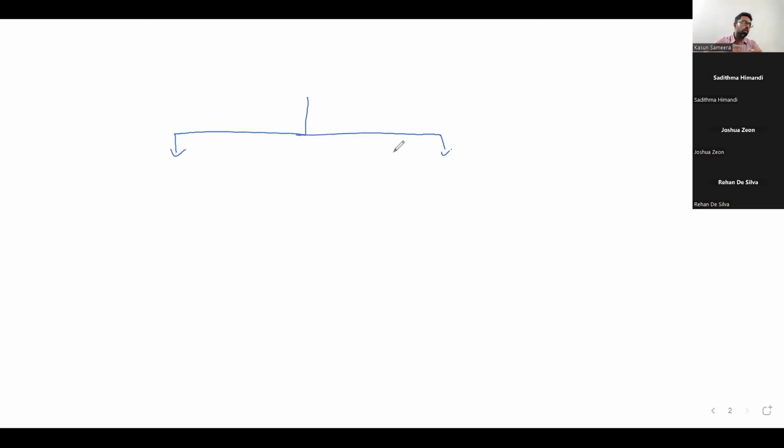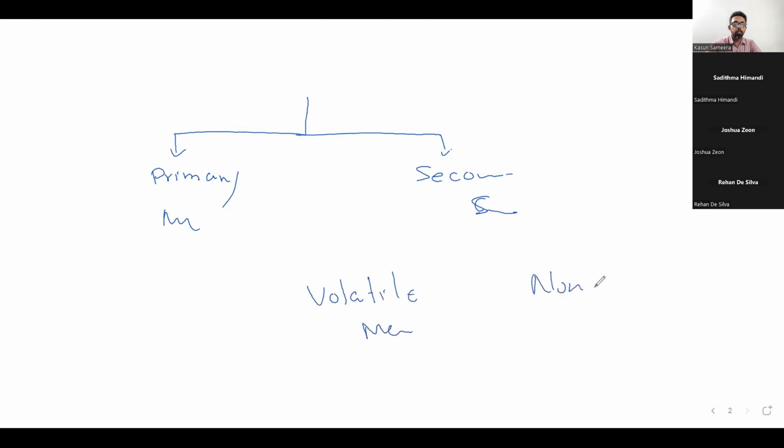Right, we can divide all the storage units in different ways based on different factors. Sometimes we can divide it like primary memory and secondary memory or secondary storage. Don't write it. Sometimes we divide volatile memory and non-volatile memory.